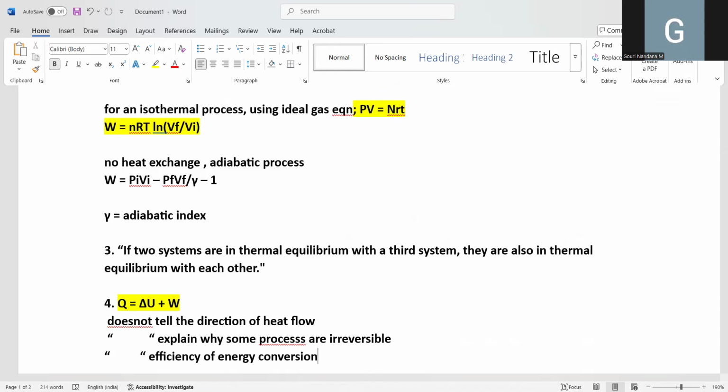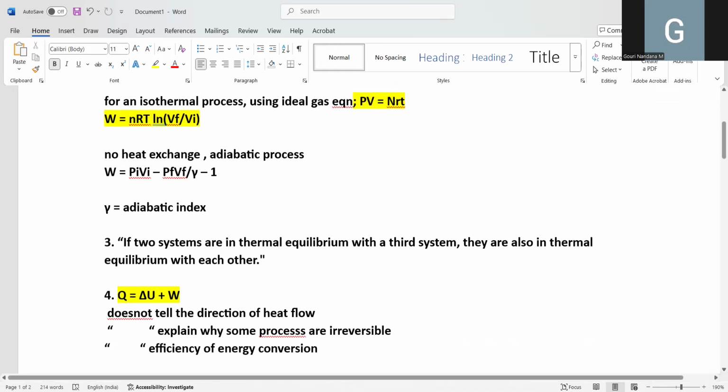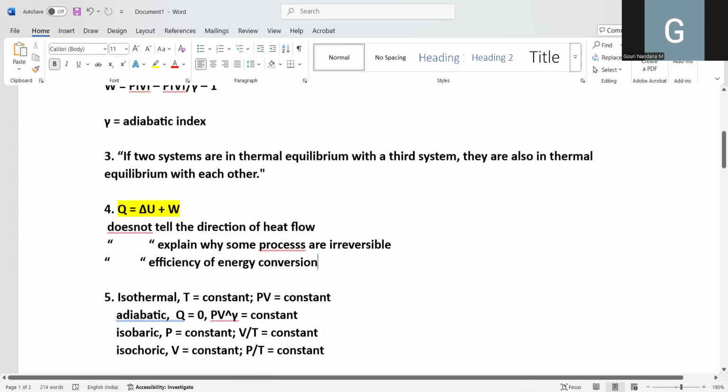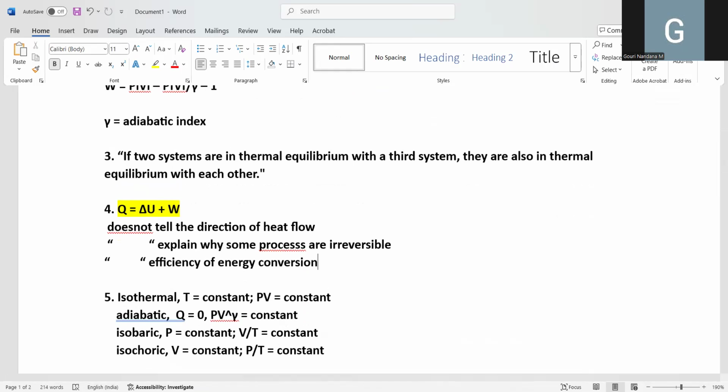Okay. The next question is: what is the difference between isothermal, adiabatic, isobaric, and isochoric processes? Isothermal means the temperature is constant, so T is constant and the equation is PV equal to constant. Adiabatic means there is no heat exchange, so Q is equal to 0 and the equation is PV raised to gamma equal to constant. Isobaric means pressure is constant, so P is constant, and isochoric means volume is constant, so V is constant.